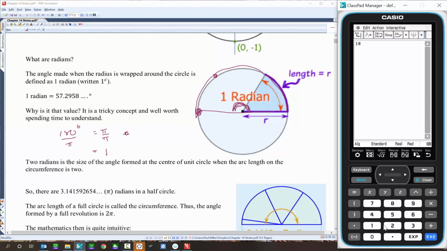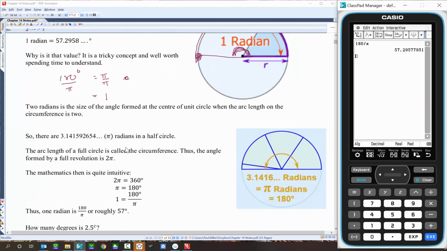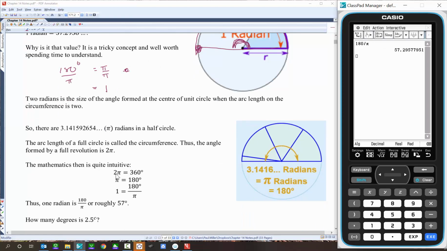Type in 180 over shift 0, and let's get an approximation on that, which is the value of 1 radian. That's the same thing there, except I've used 2 pi as 360, which means pi is 180, so 1 radian equals 180 over pi. Thus 1 radian is 180 over pi, or roughly 57 degrees.